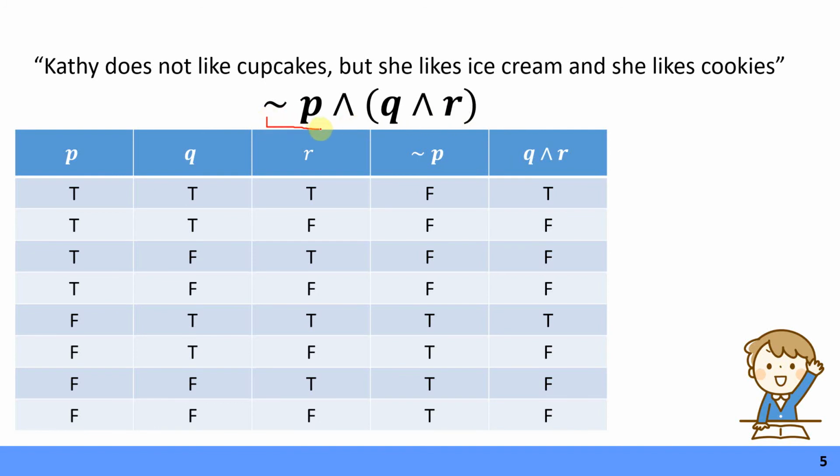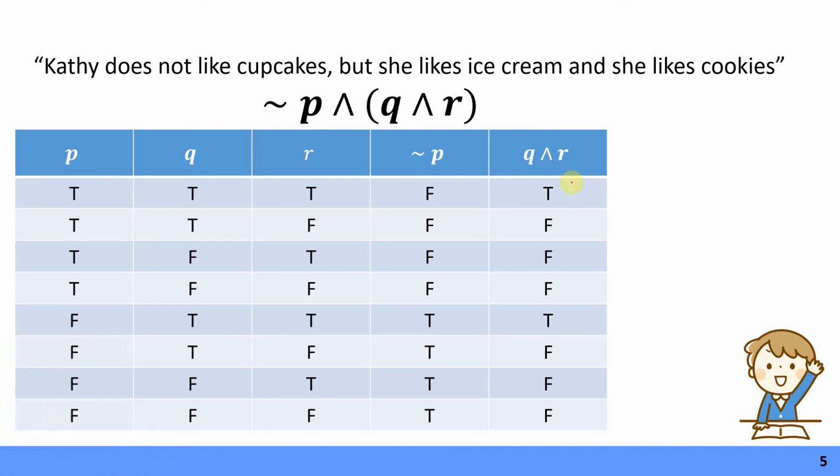So if you notice, we already have a column for this. Now we have a column for this one. So how in the world do I fill up the column for this? Remember, Q and R. This is right here a conjunction. When are conjunctions true? When we have two truths. So true and true is the only time that's going to give us a true statement. So just remember that. That's why you have to know the meaning of the symbol.